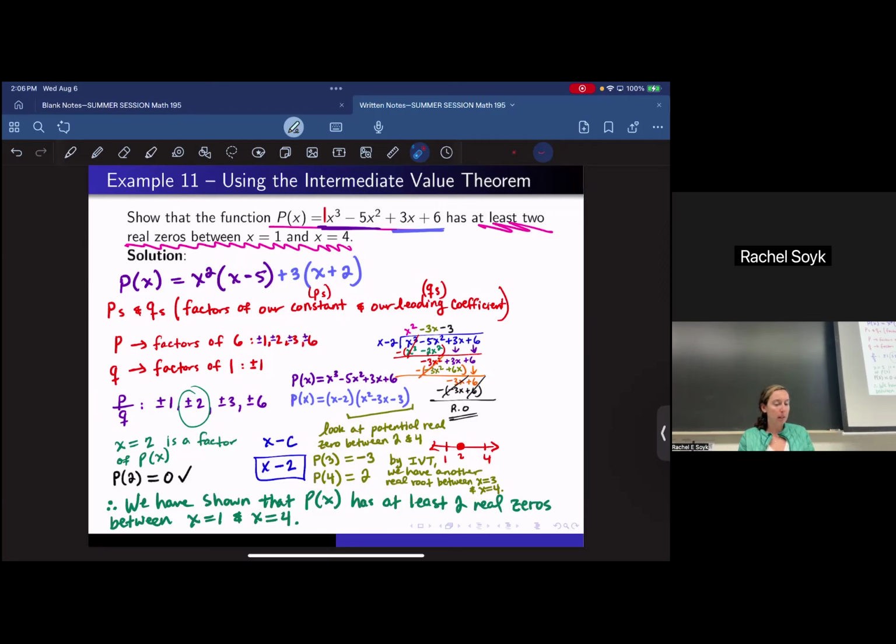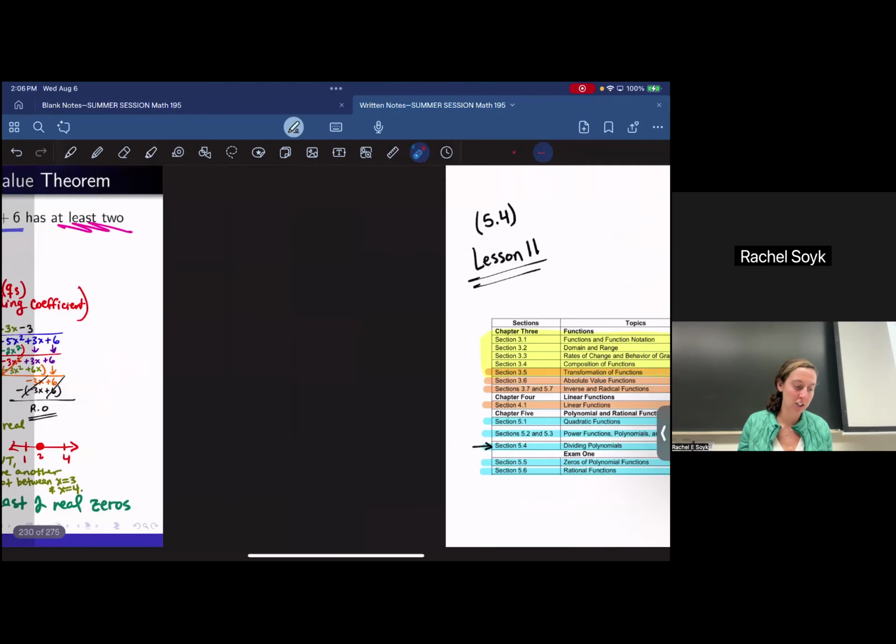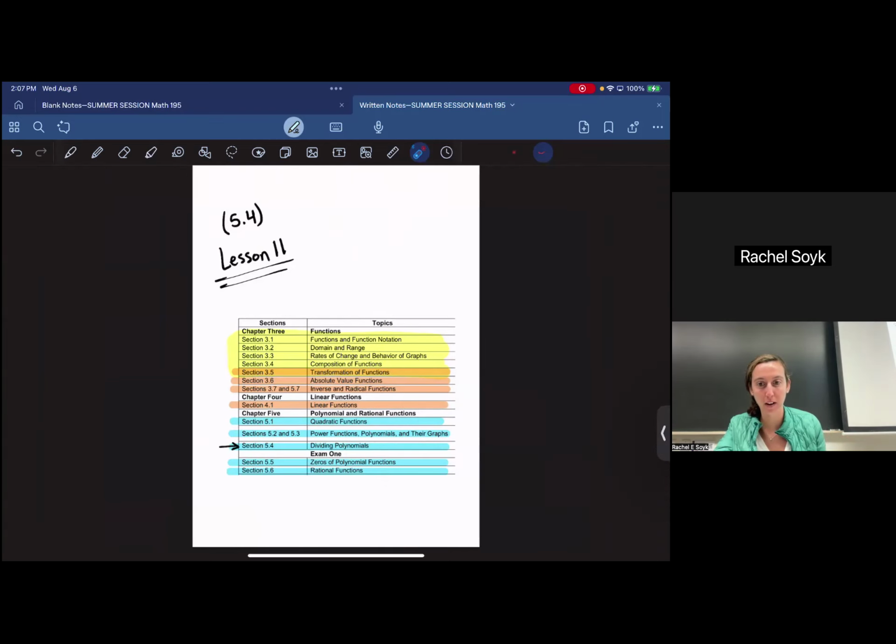So, any questions on this one? I know this is a tough one. Yeah. All right. So that does conclude our section 5.2 and 5.3.